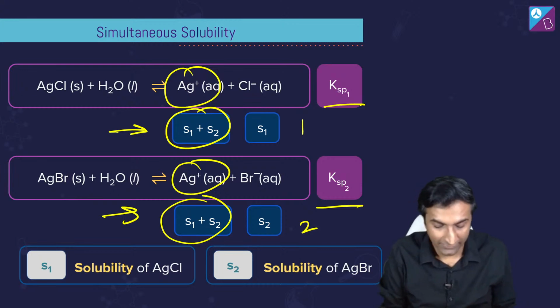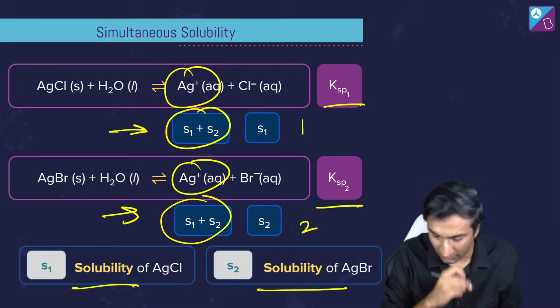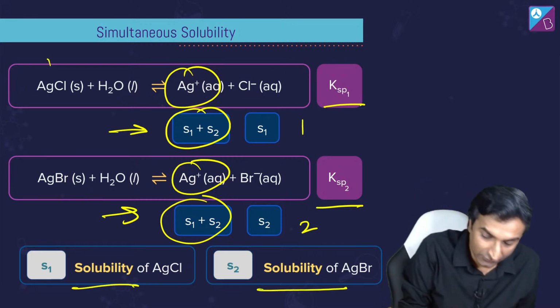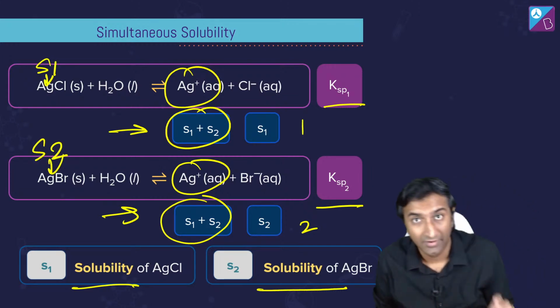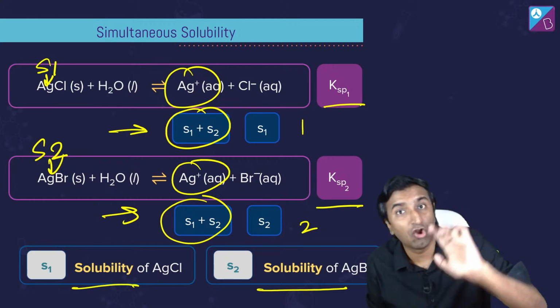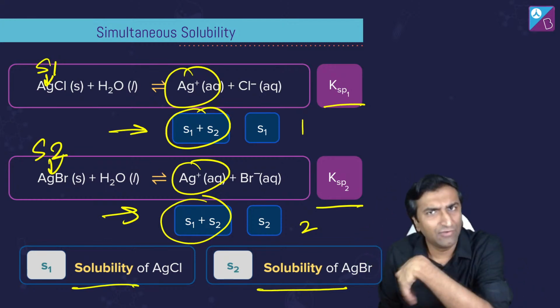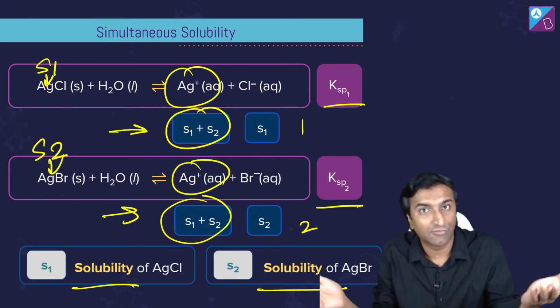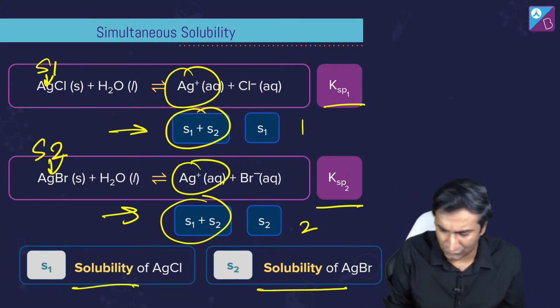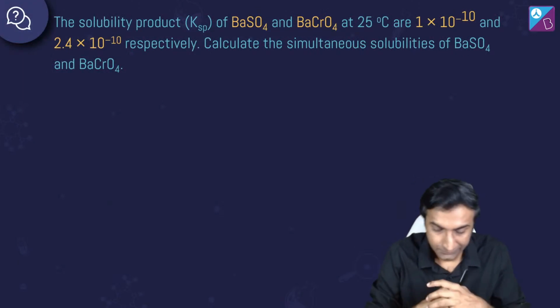But for now, S1 is solubility of AgCl, S2 solubility of AgBr. S1 is the solubility of this salt and S2 is solubility of this salt. Remember, S यानी कि solubility is always of the salt itself. और उसका result है कि ions की solubility की हम लोग बात करते हैं in terms of S1, S2 और जो भी है. Cool. चलो.